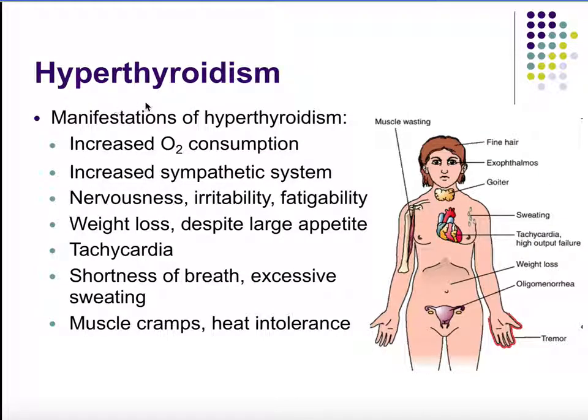So if you do have hyperthyroidism, what will the manifestations be? Well, it's basically going to be where you turn on the engine of the body too much. So everything is going to go really fast. So we'll have increased oxygen consumption, increased sympathetic stimulation. You'll be nervous, irritable, fatigable. You'll have weight loss despite large appetites. Or another way of looking at it is you'll have difficulty putting on weight. You'll have tachycardia, increased heart rate, shortness of breath, excessive sweating, muscle cramps, and instead of cold intolerance, you'll have heat intolerance. And we can see some of the signs and symptoms here in this image.